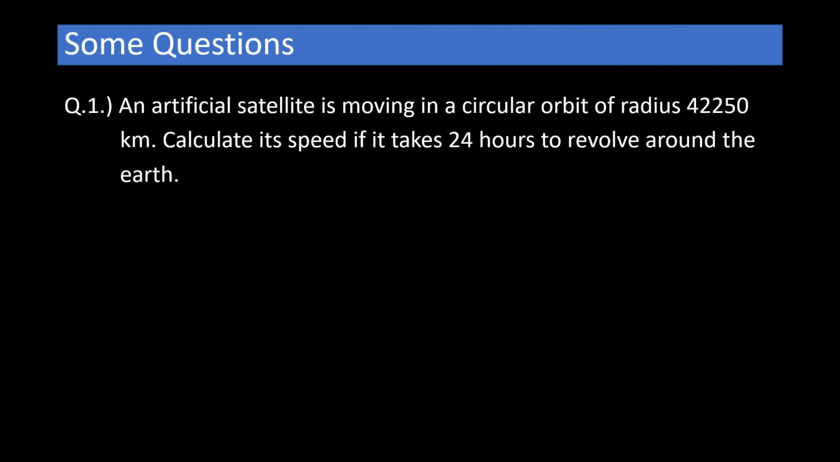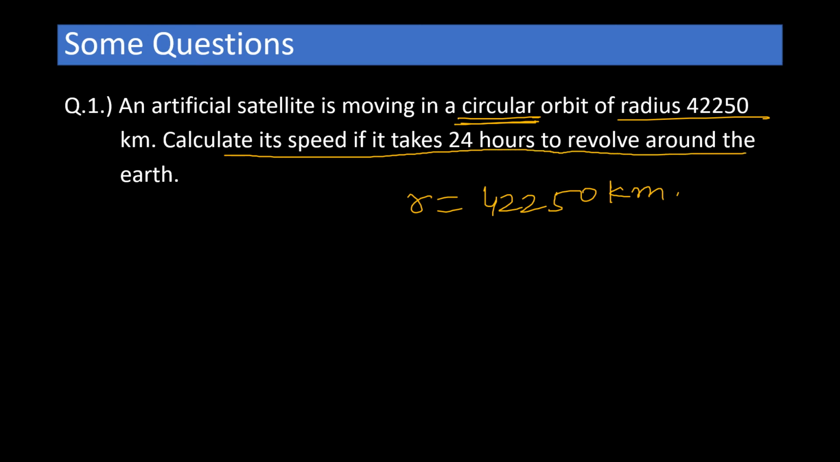Okay, guys. So let us just move ahead to a very small question that we have from circular motion here. In fact, an artificial satellite is moving in a circular orbit. So guys, whenever we observe this term circular, we have to just make our mind that it's all about circular motion. And here the radius is given as 42250 kilometers. What is the time it takes to revolve around the Earth? That is 24 hours.